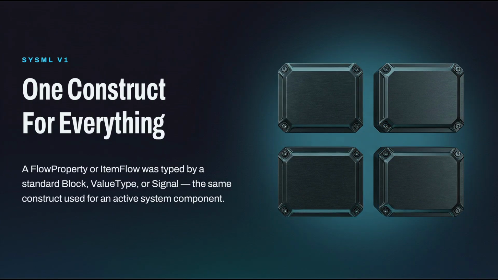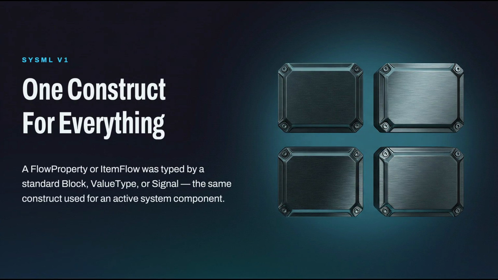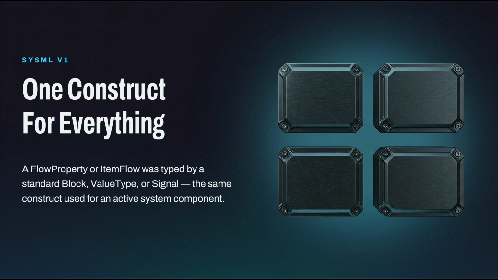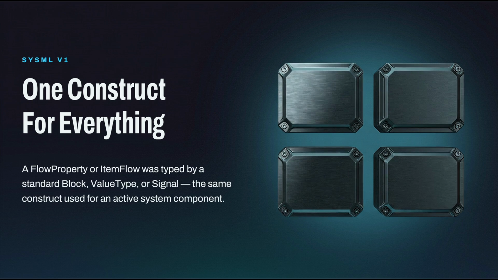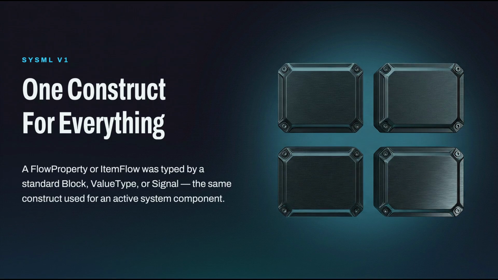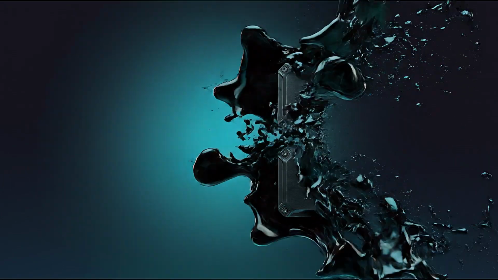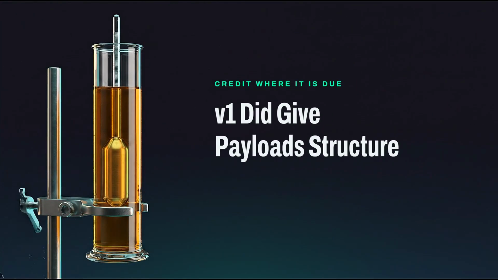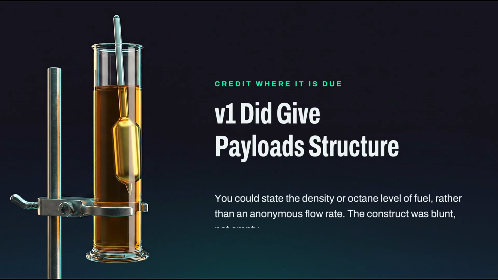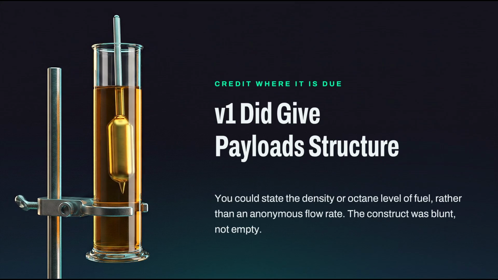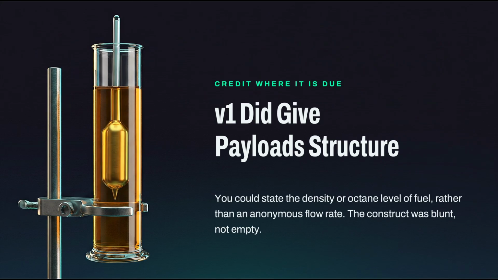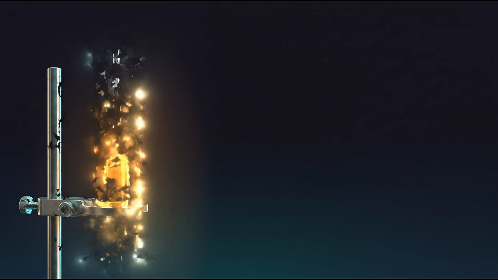In SysML v1, engineers modeled the things that flow through a system by typing a flow property or an item flow with a standard block, value type, or signal. While this successfully gave the payload structural properties, allowing you to specify the density or octane level of fuel rather than just an anonymous flow rate, it meant using the exact same generic block construct for a passive payload as you used for an active system component.